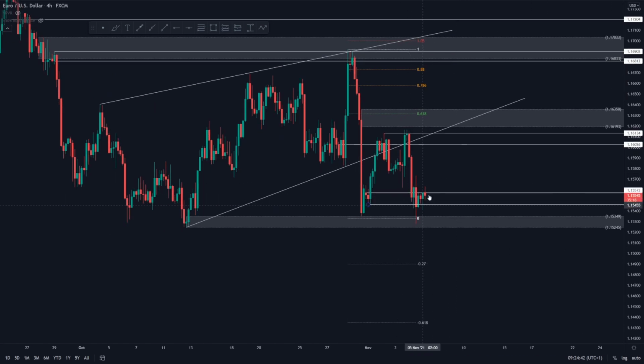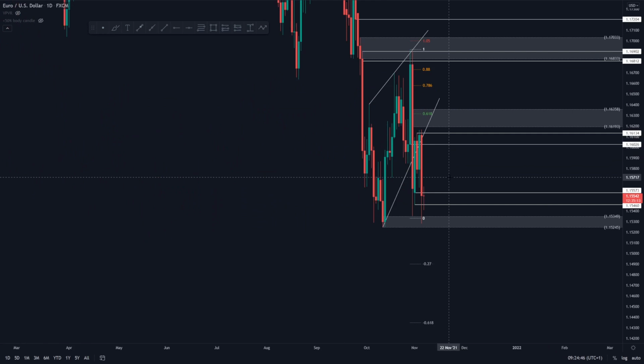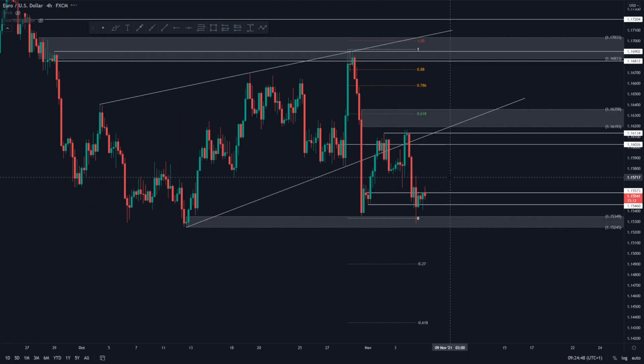However, we are currently situated inside two areas of 4-hour demand. Also looking at the daily, we're situated in daily demand. So we could see that push up higher if the dollar index once again decides to correct. But I will not be trading today because it is NFP. So I'll just be waiting and seeing how the market will unfold itself. So yeah, that's pretty much Euro dollar. Let's head over to pound dollar.